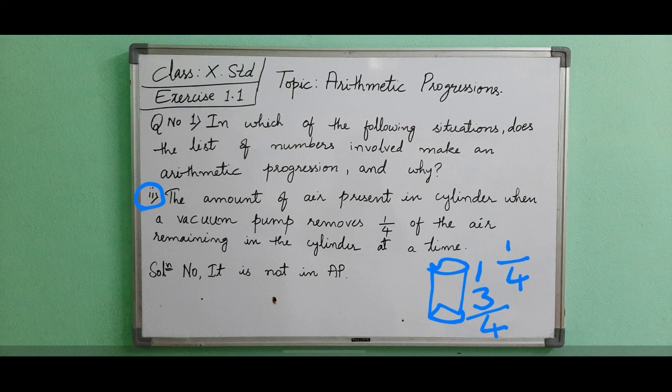So what we can say here is that the amounts of air we are removing are not the same. That's why it is not in AP. Why? Because every time it is not removing the same amount. Each time how much is it removing? 1/4 of the air remaining in the cylinder at that time. So that's why it is not in AP.